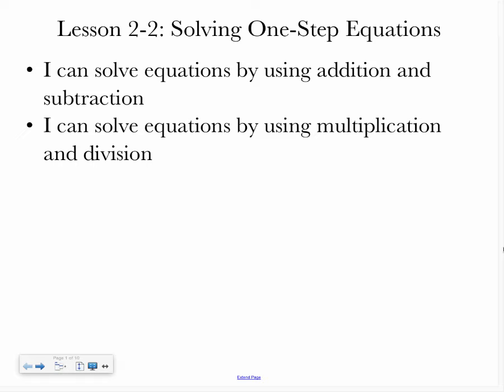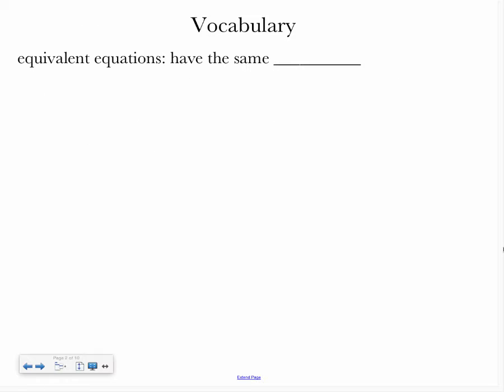Hello class, welcome to lesson 2.2, which is all about solving one-step equations. By the end of this lesson, you should be able to solve equations using addition and subtraction, as well as solve equations using multiplication and division.